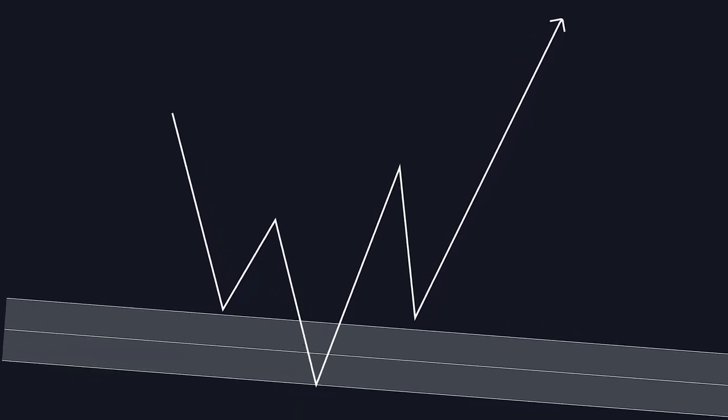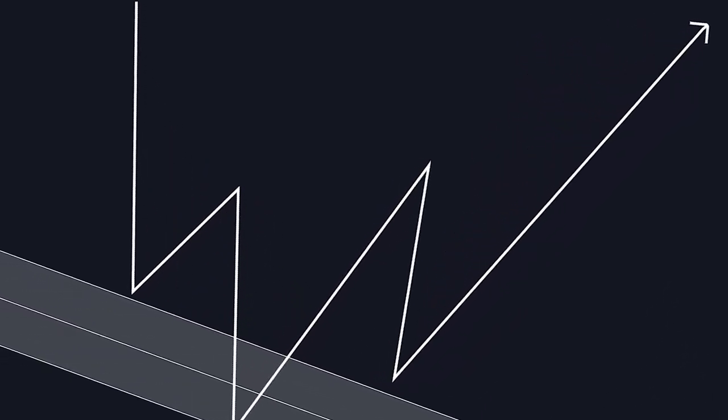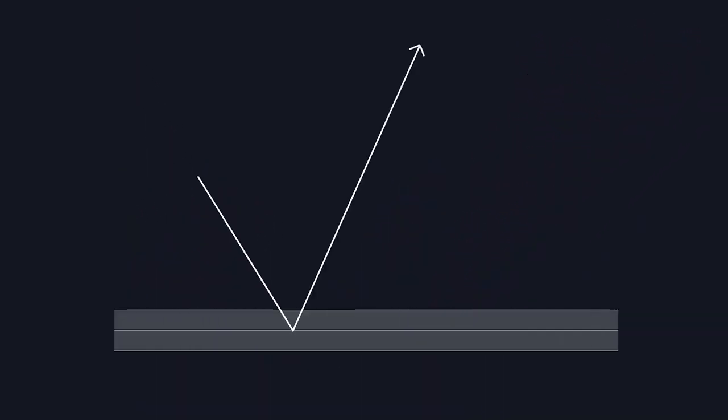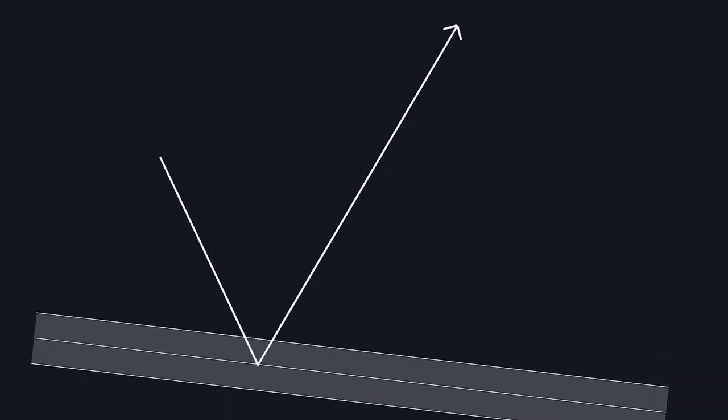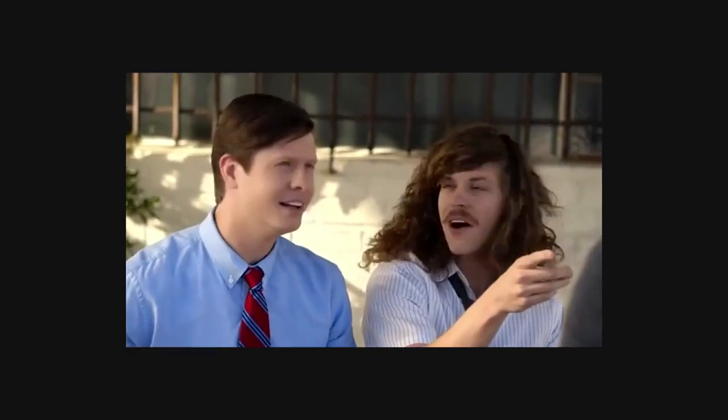Alright, so there are 2 types of entries for this strategy. There's the regular old risk entry, then there's the confirmation entry. So first is the regular old risk entry. The risk entry is the slightly riskier entry, hence the name. Oh, he's the Captain Obvious guy.